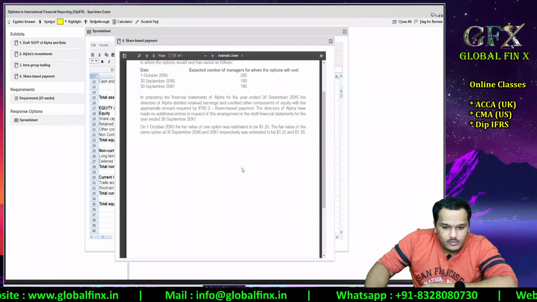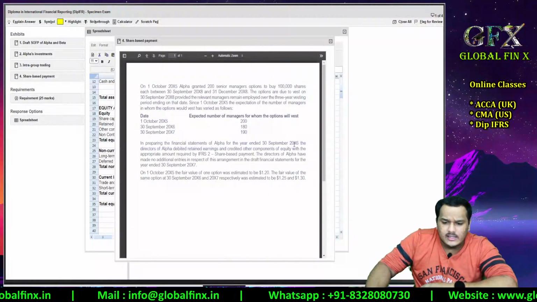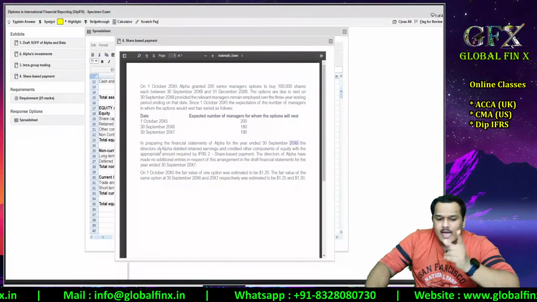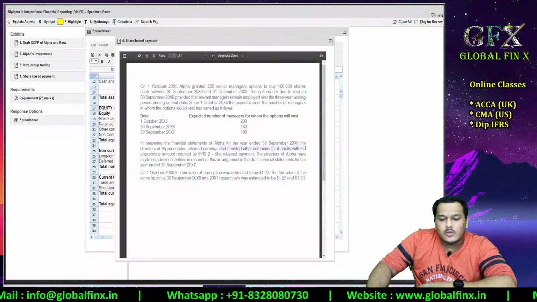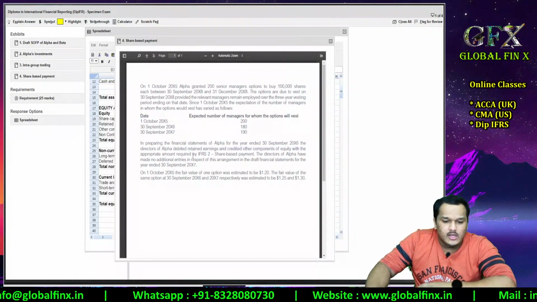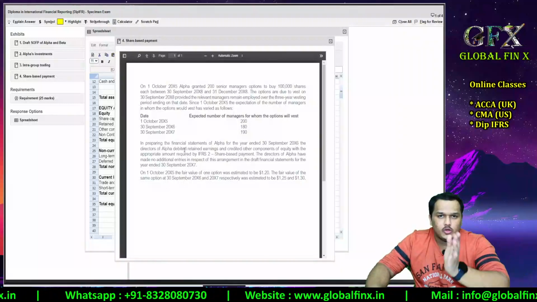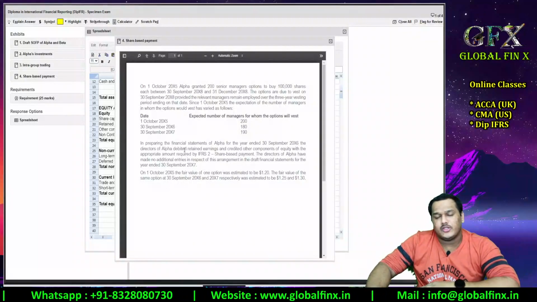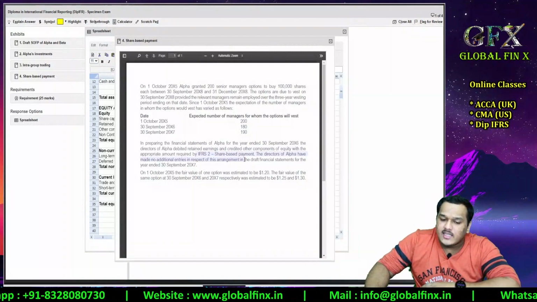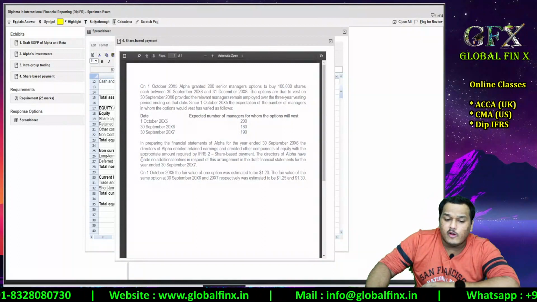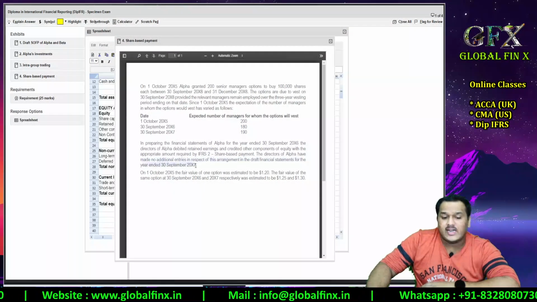Okay. And look at this information. In preparing the financial statements of Alpha for the year ended 30th September 2016, that is last year, the directors of Alpha debited retained earnings and credited other components of equity, which is the common journal entry they had to pass for provisions, right? From profit and loss, transfer some portion to other components of equity, which is the share reserve. Appropriate amount required as per IFRS 2. The directors of Alpha have made no additional entries in respect of this arrangement in the current draft financial statements.